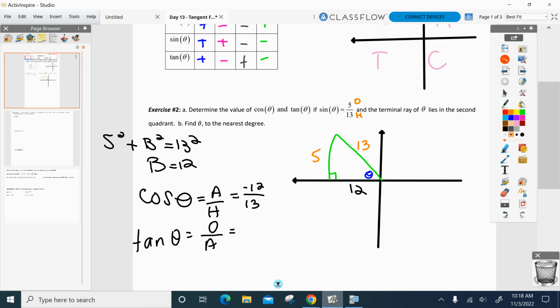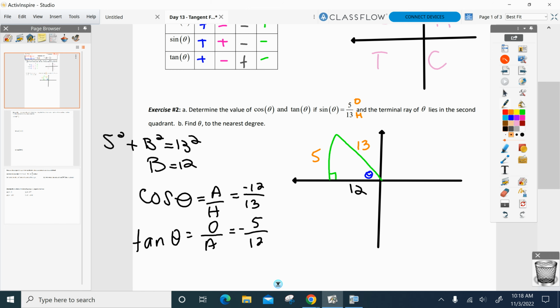Opposite and adjacent, Dylan? 5 or negative 5. Good. Why negative? Because the only positive is sine. Sorry, everyone good? Tangent's negative in the second quadrant, so that's why I put a negative.